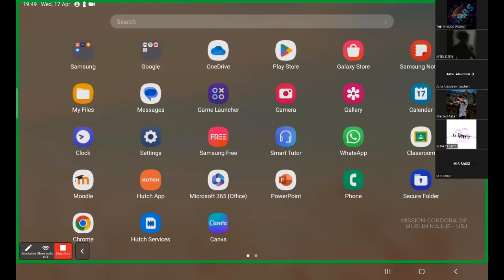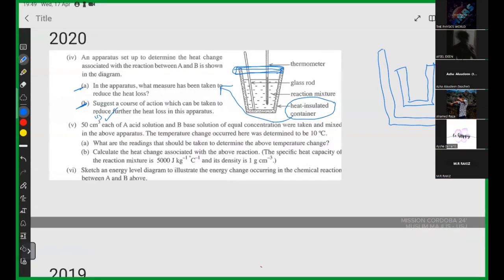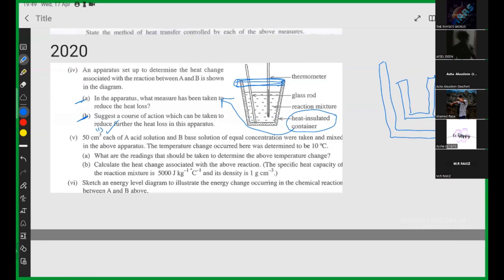Madam, can you explain part A? Which one? Both A and B. Okay, I'll explain again. In the apparatus, what measure has been taken? The difference in these two questions is, first they are asking what steps have already been taken. Second, if you want to protect it from more heat loss, what can you do? Some more, additional steps.